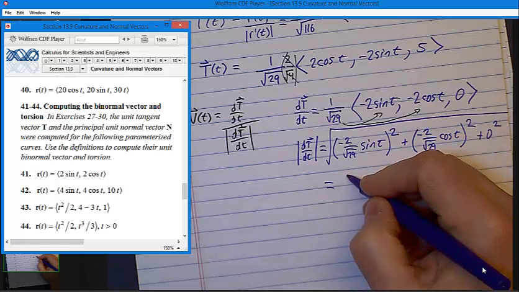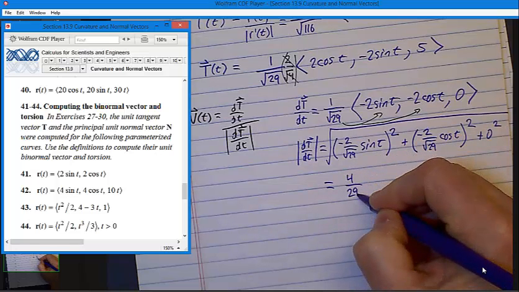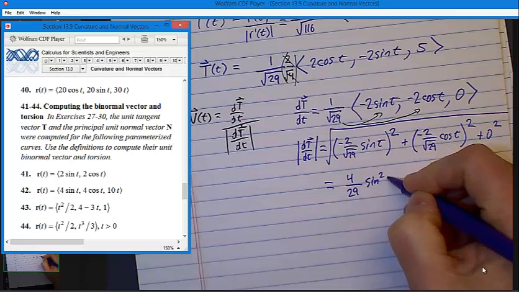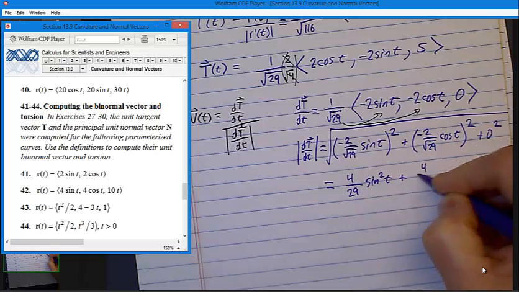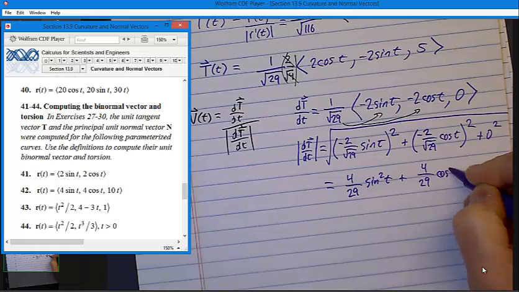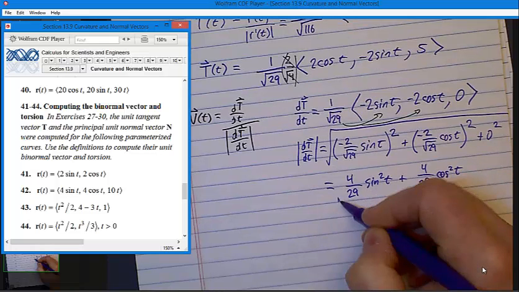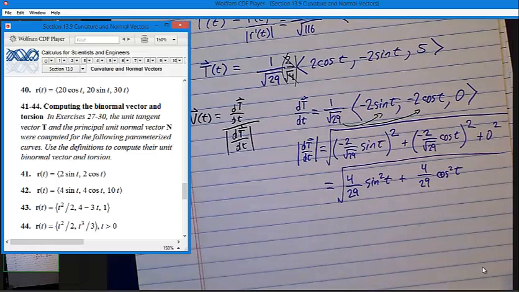So let's see, I get 4 over 29 sine squared t plus 4 over 29 cosine squared t plus 0, so I'll just do that. So I think you could see that's the square root of 4 over 29, which is 2 over the square root of 29 if I want. Right? Is this okay?